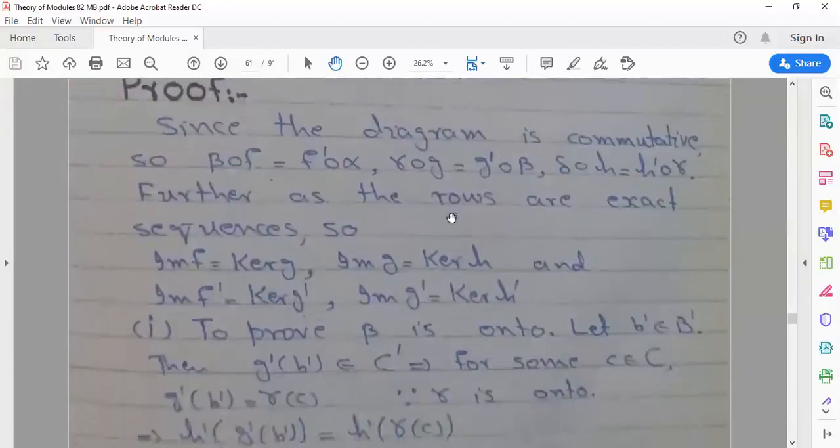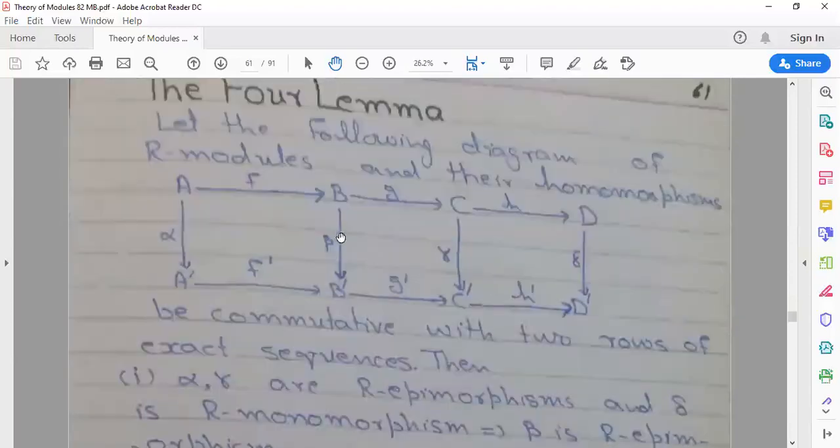So see, from here again beta composition h is equal to f dash composition alpha, gamma composition g is equal to g dash composition beta, and del composition h is equal to h dash composition gamma. We get these things from the above diagram, like beta composition f is equal to f dash composition alpha, similarly from here and also from here. We get one thing from here, and another thing from here: image of f is equal to kernel of g and image of g is equal to kernel of h, and also here taking help from here.